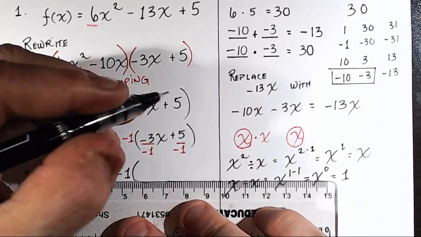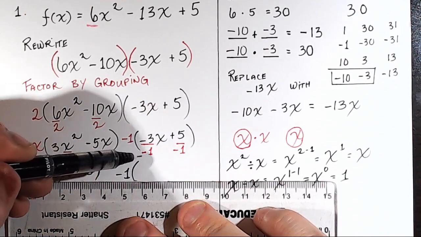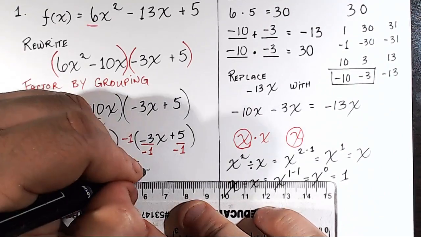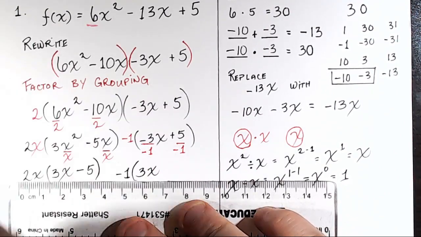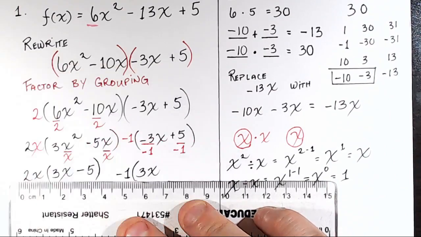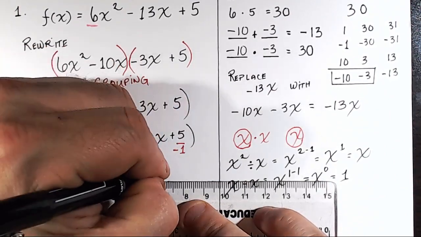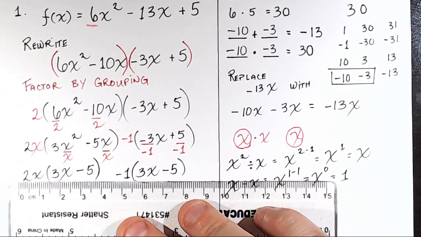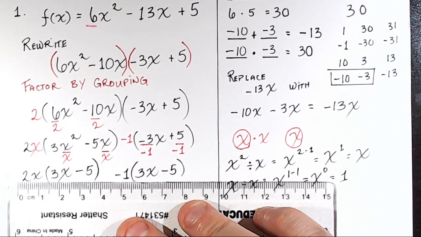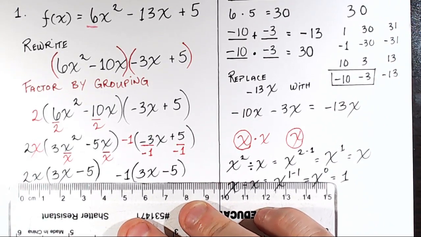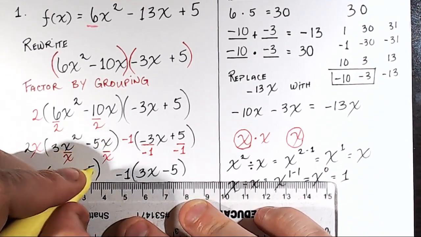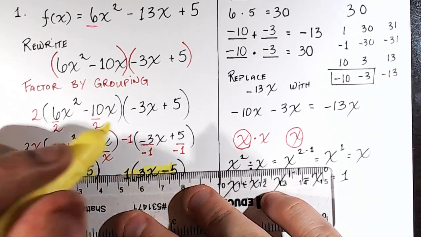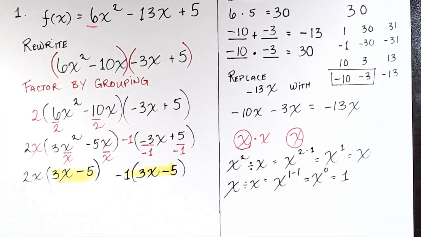open parentheses. Now I've got negative 3 divided by negative 1, and that equals positive 3. X, nothing happened to the x. Now I've got 5 divided by negative 1. So that's negative 5, minus 5, close parentheses. So this is good news because the 3x minus 5's match now. Okay, that's good. That's what we wanted.